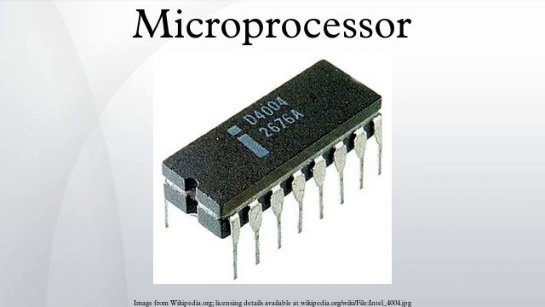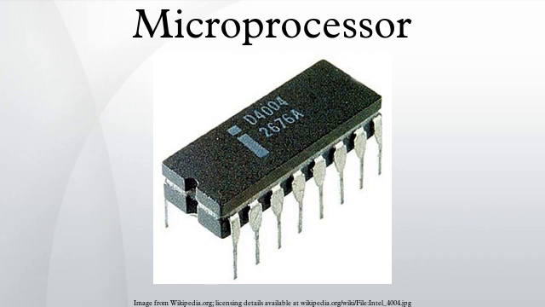A microprocessor incorporates the functions of a computer's central processing unit on a single integrated circuit, or at most a few integrated circuits. All modern CPUs are microprocessors, making the micro prefix redundant. The microprocessor is a multipurpose, programmable device that accepts digital data as input, processes it according to instructions stored in its memory, and provides results as output.